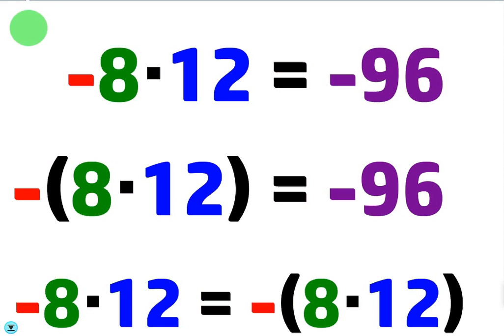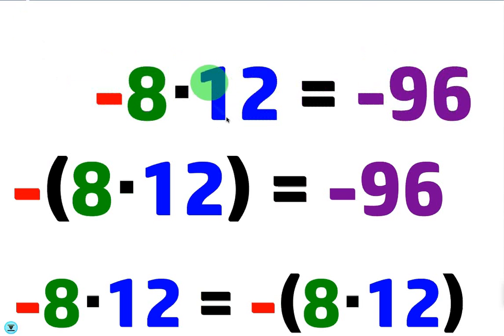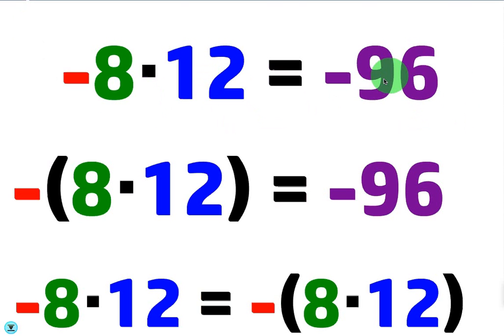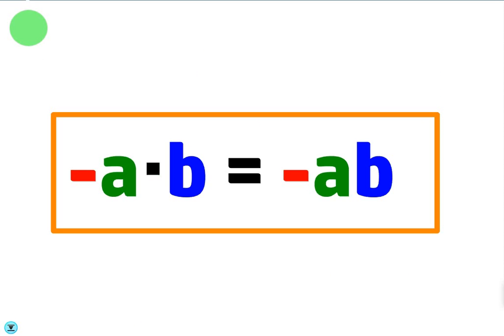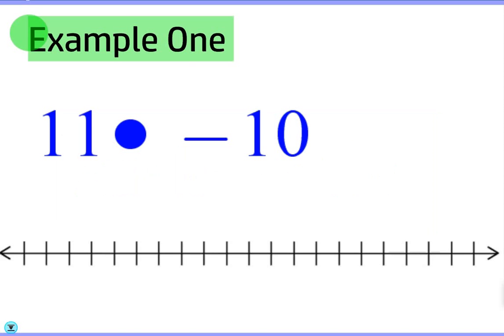Another example would be negative 8 times 12. That would also be negative 96. Okay, so a negative times a positive is always negative. It's simple. If we were looking at the algebra of it, negative a times b, we would just figure out a times b and make it negative. So let's just do some examples together.